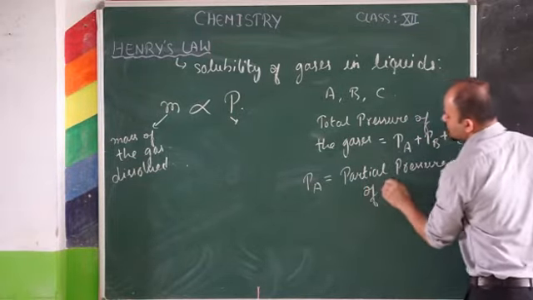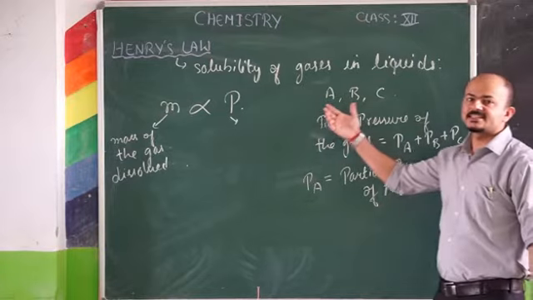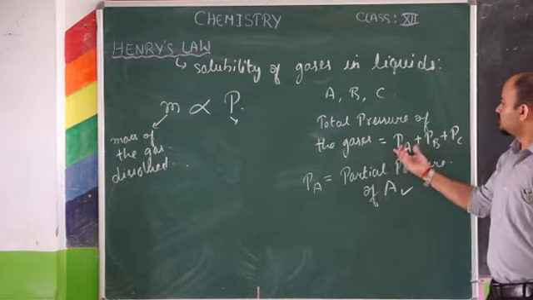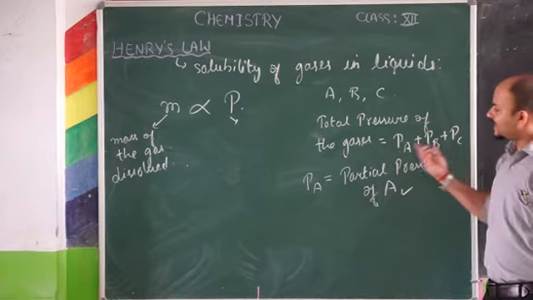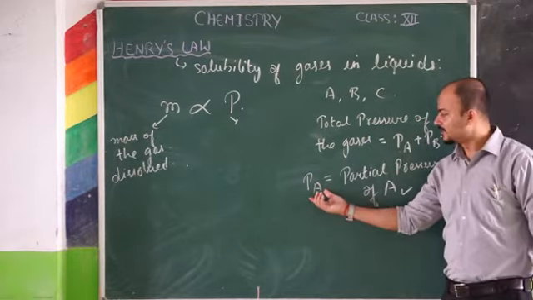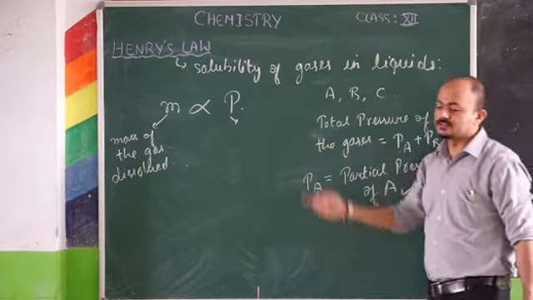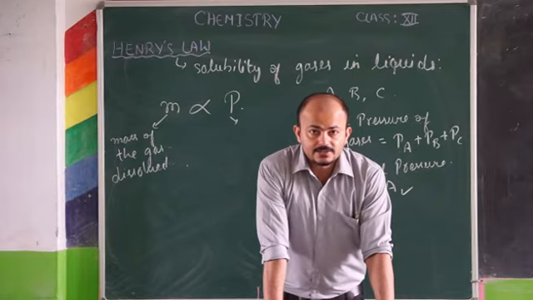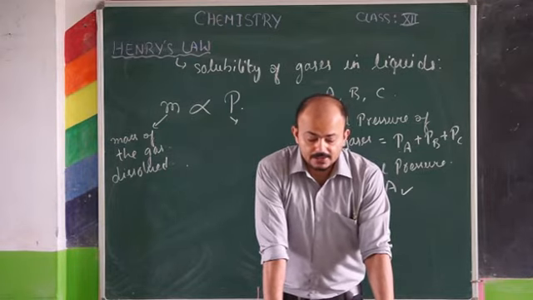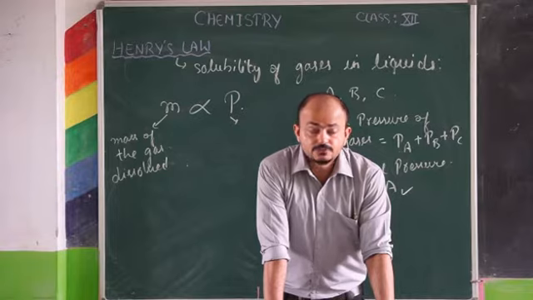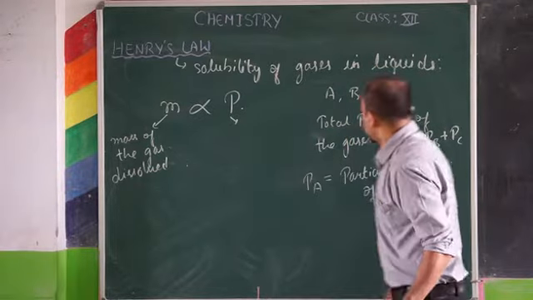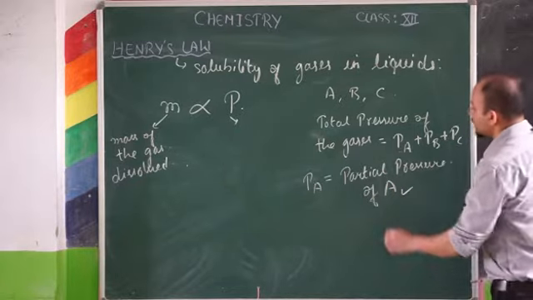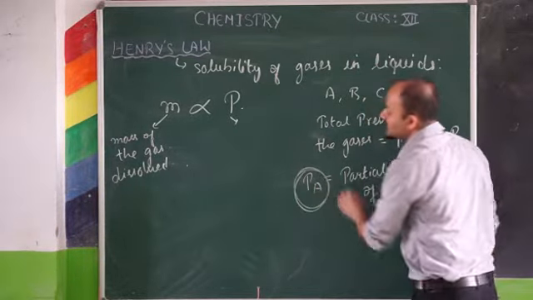So whenever you have many gases dissolved in a liquid, the total pressure will be equal to the sum of the partial pressures of each component, and the partial pressure here can be calculated by using Henry's law. Please listen to it. Whenever many gases are dissolved, Henry's law can be applied. The mass of each gas dissolved is directly proportional to its partial pressure. So how much gas is dissolved in that particular solvent will depend upon the partial pressure of each gas.